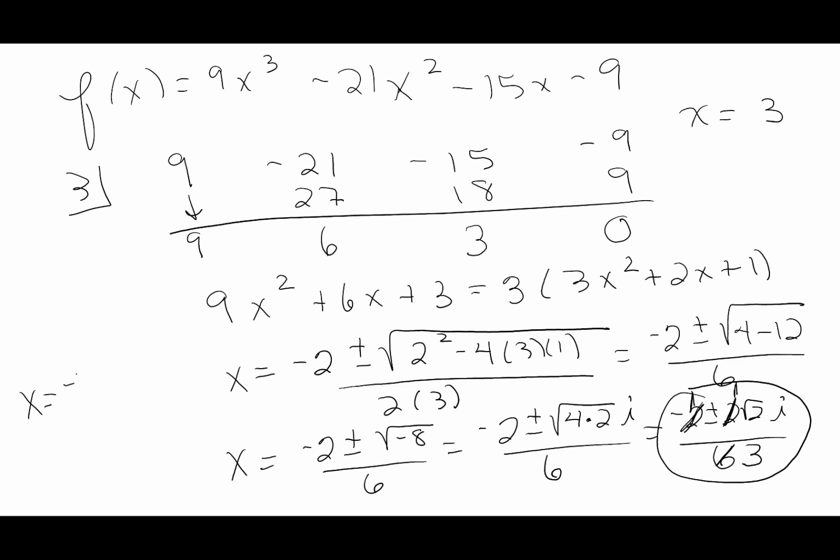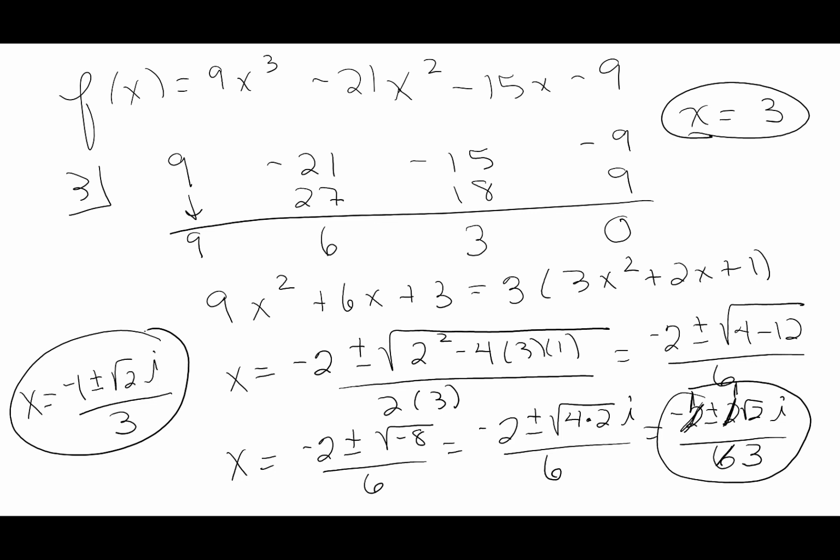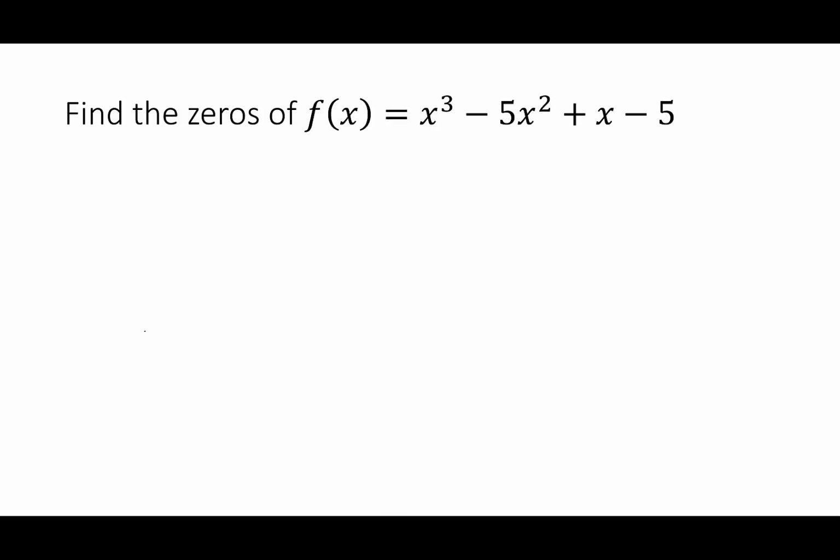x is equal to negative 1 plus or minus the square root of 2i over 3. So here I have 3 solutions. I have 3, I have negative 1 plus or minus the square root of 2i over 3. Let's do that again. I think practice really helps.